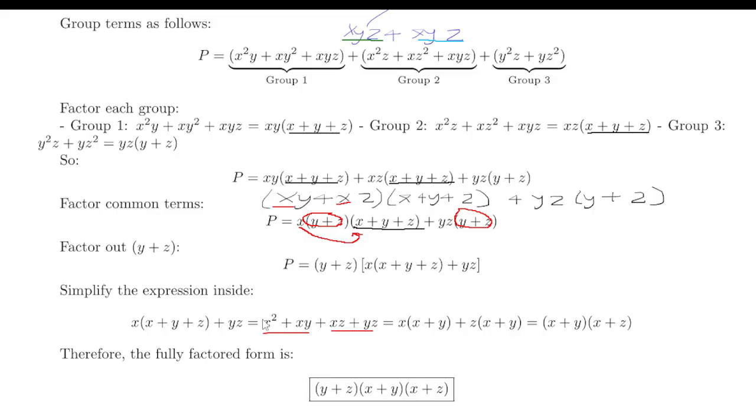From the first two terms, we can factor out an x, and we're left with x plus y. In the second group, we can factor out a z and have x plus y as well. Notice that they both have x plus y, so we can factor out the x plus y, and we're left with x plus z. So this whole thing is what's in the bracket. If we combine it with the y plus z, we have y plus z times x plus y times x plus z. And that is our final factored form.